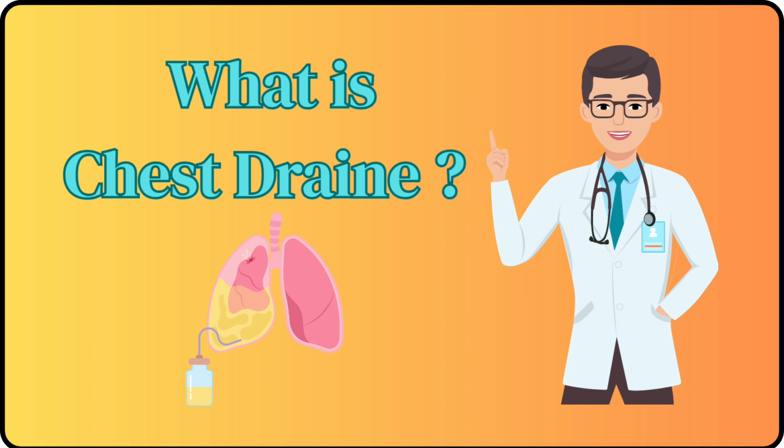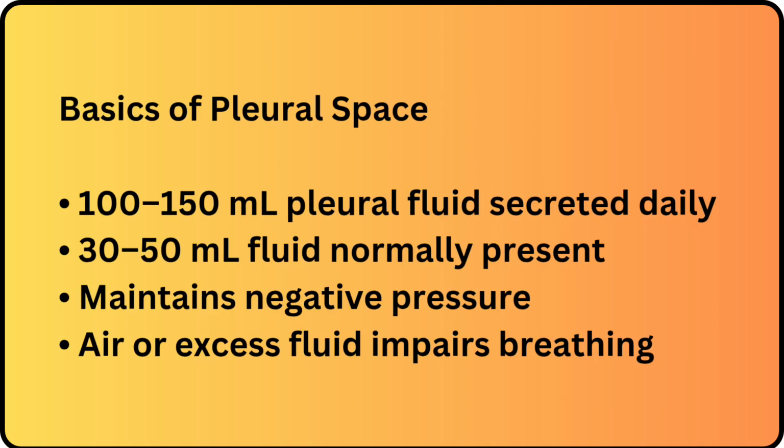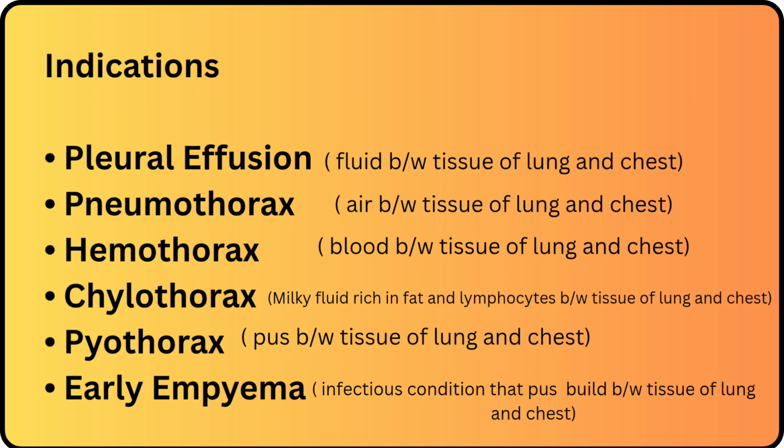Let's get started. Basics of pleural space. The healthy pleural space contains 30 to 50 milliliters of fluid and no air, maintaining negative pressure. Excess fluid or air can impair breathing and must be removed.